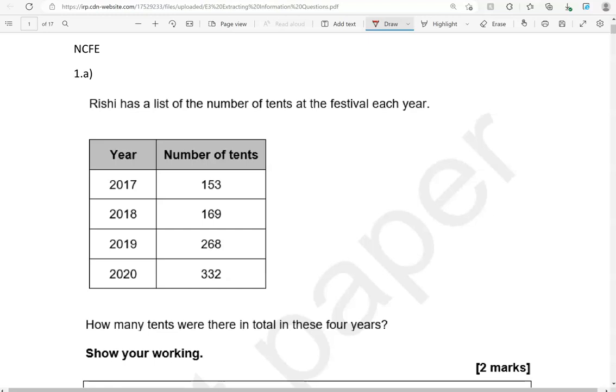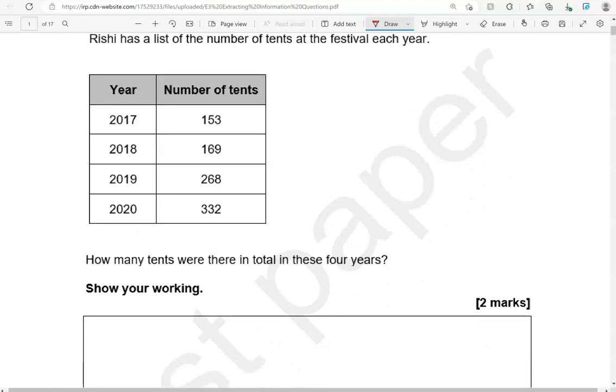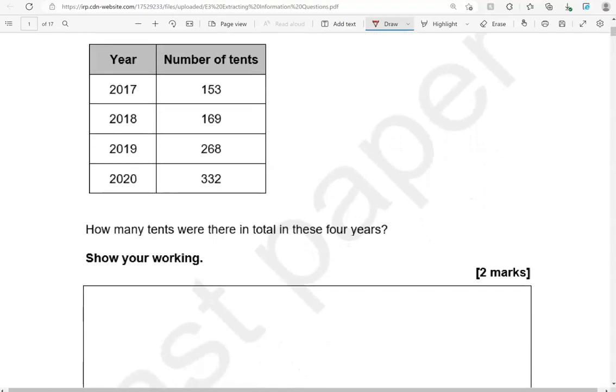Rishi has a list of the number of tents at the festival each year. We've got 2017, number of tents, 153, 2018 169, 2019 268, 2020 332. How many tents were there in total in these 4 years? Show your working. So we're going to add the 4 numbers.